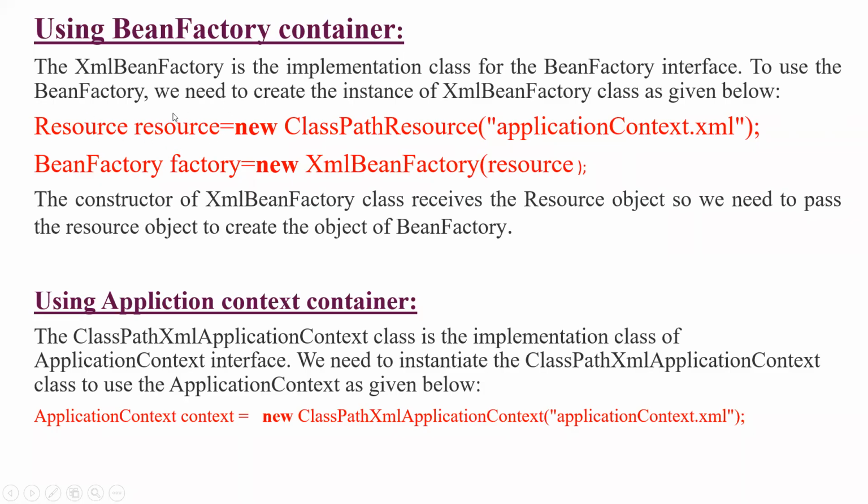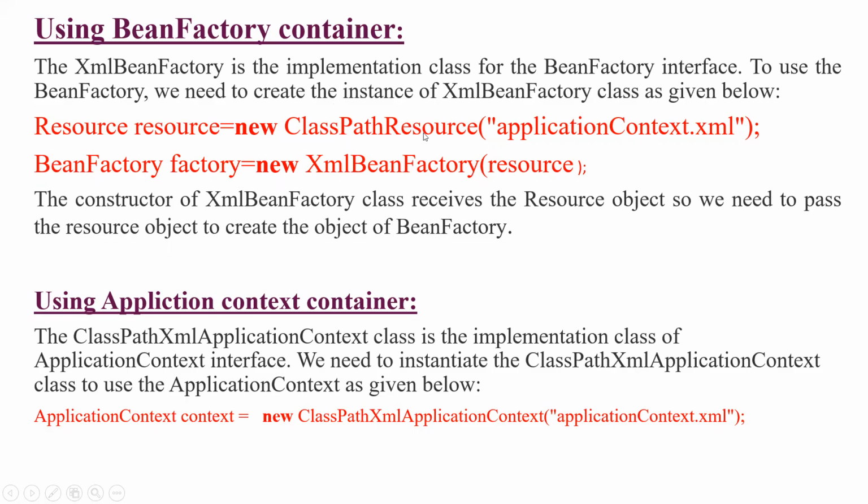The object reference is a small resource; you can also take r1, r2, your wish. I have taken resource equals new ClassPathResource(applicationContext.xml). See here, the XML file I should first load into the Resource class. Then that Resource object I have to store into the BeanFactory object: BeanFactory equals new XMLBeanFactory.